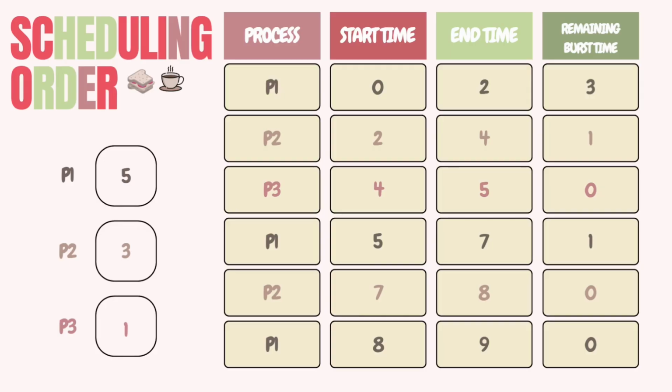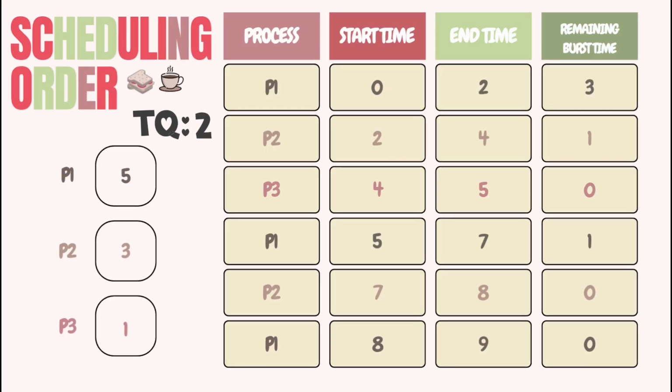So this slide shows the scheduling order of each process. All processes arrive at the same time and are placed in the ready queue. Again, the time quantum is 2 milliseconds, so each process can only run 2 milliseconds per turn. In this table, P1 runs first. It uses 2 ms of its 5 ms burst time, leaving 3 ms remaining.